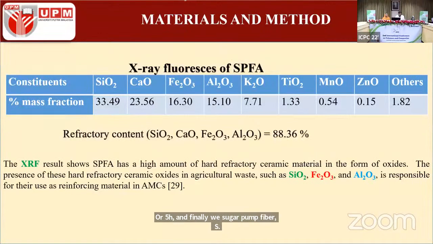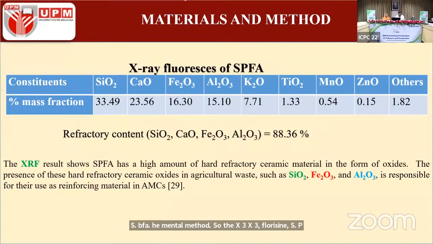Okay, material and method. So the X-ray fluorescence of SPFA constituents: this constituent is SiO2, CaO, Fe2O3, Al2O3, K2O, TiO2, MnO, ZnO, and others. And the mass fraction is 33.49 for SiO2, 23.56 for CaO, etc. So the refractory content from this material is 88%.